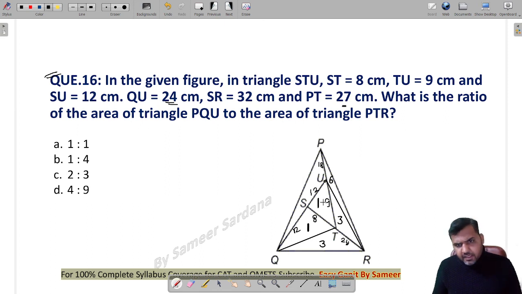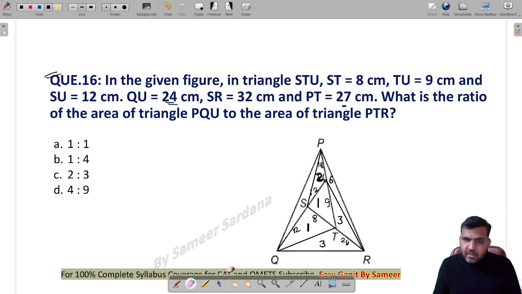Okay, now what you do is join P with S, guys, right? On the base of 9, look at the triangle PUS and SUT. On the base of 9 the area is 1, on the base of 18 the area will be equal to 2, right? Now this area will be equal to 2, right?